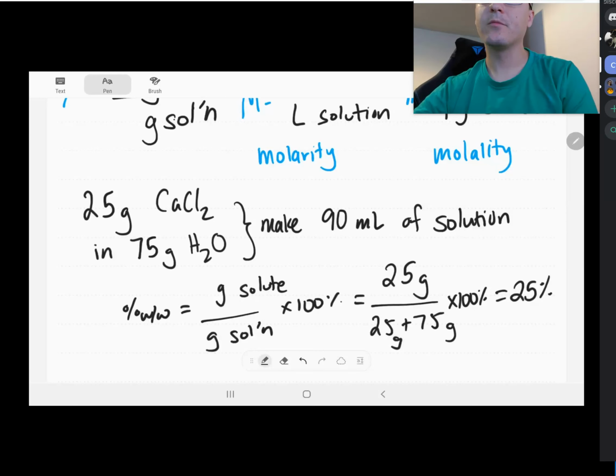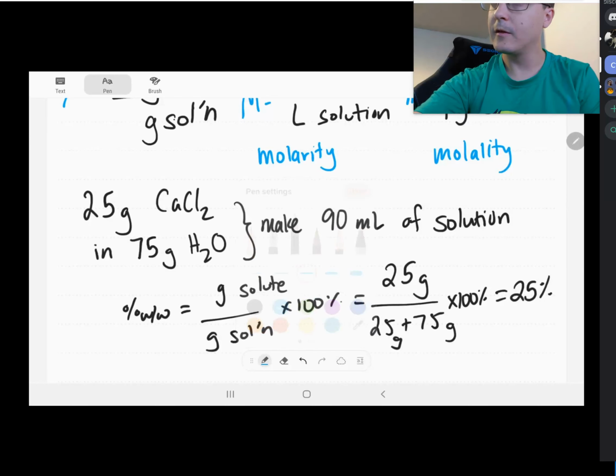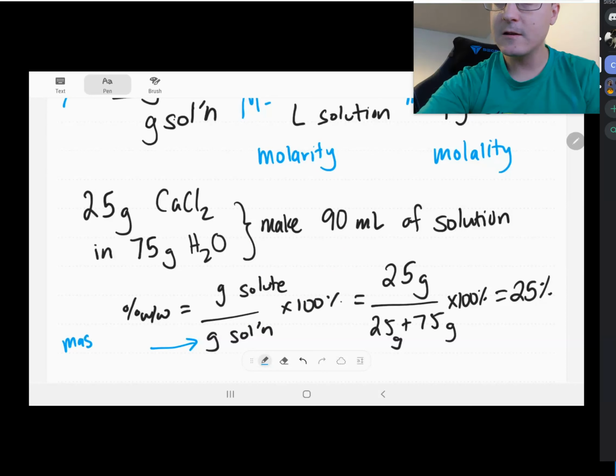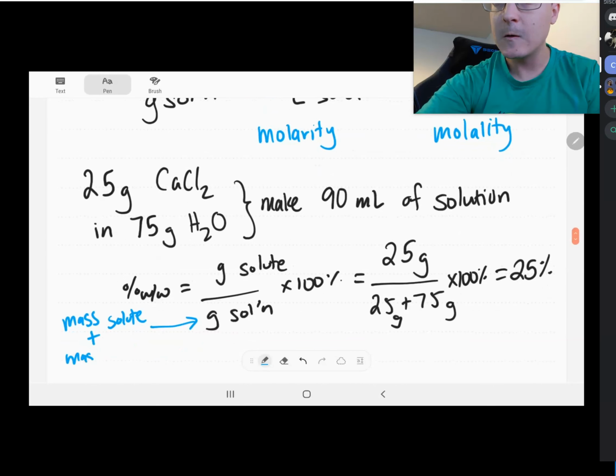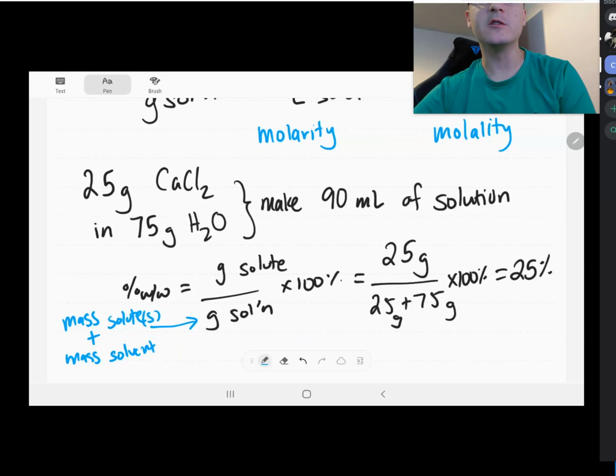Okay? So notice that grams of solution was the mass of solute plus mass of solvent. If you had multiple solutes, you would add those together, of course, as well. Okay, any questions on this percentage one?